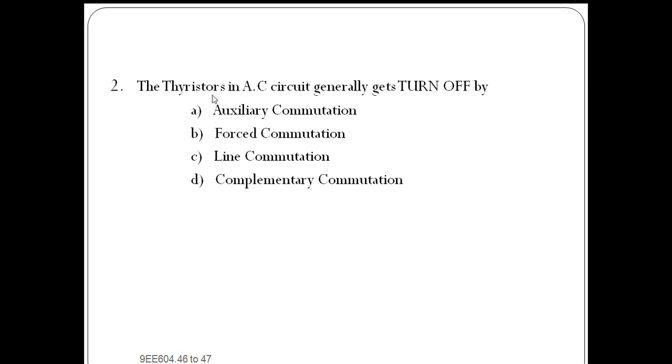So the thyristors in AC circuits generally get turned off. The commutation, that is the turning off of thyristors in AC circuits, will be due to line commutation. Automatically it will turn off. We are not using any external circuits to turn off the SCRs. So the method we are using will be line commutation.